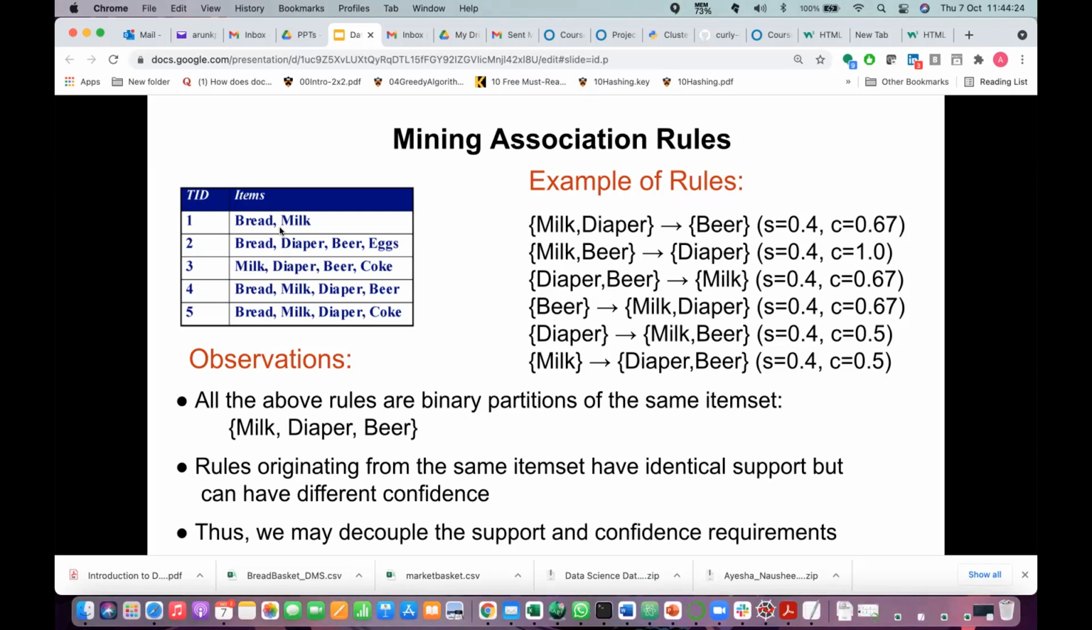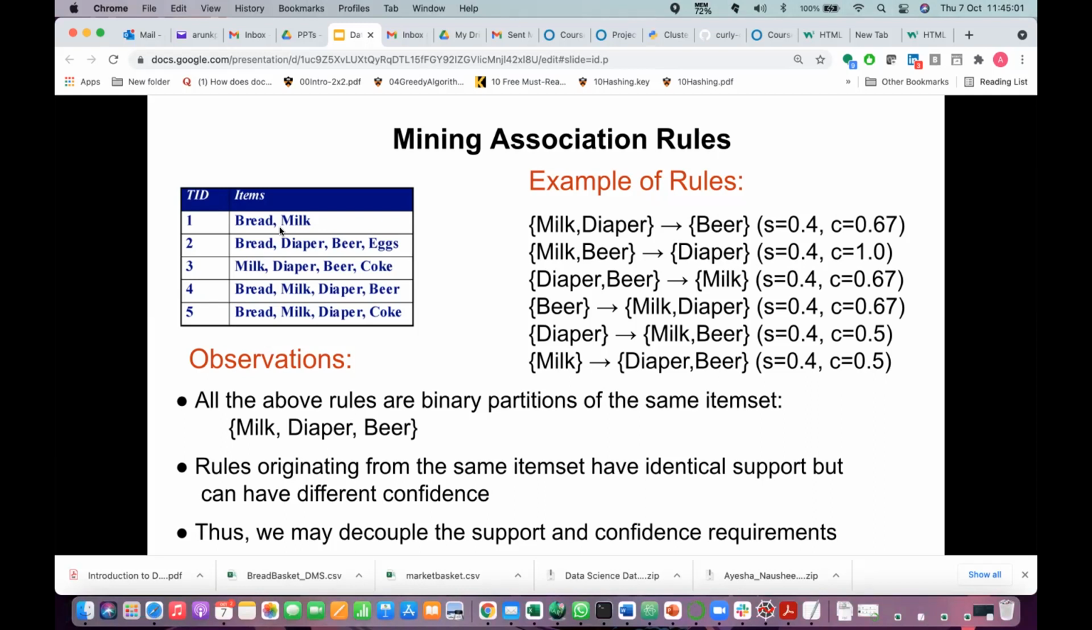So first, X union Y should be frequent, right? So how many elements will X union Y have? Only 2 elements. So I need to see what the frequent 2-item sets are. From them only I can find one item implies another item, right? So to get rules of the form 1 implies 1, I need to see only the frequent 2-item sets.